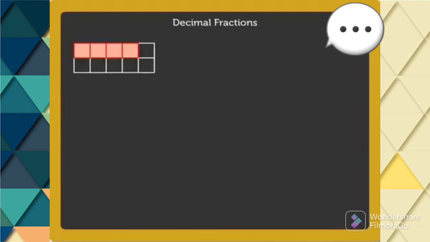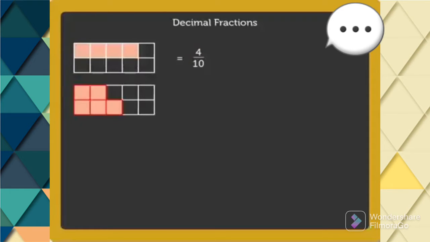Here, 4 parts out of 10 are colored. That means the shaded region represents 4/10, written as 4 upon 10. If 5 squares are shaded, it represents 5/10. That is, 5 parts out of 10 are colored and is written as 5 upon 10.